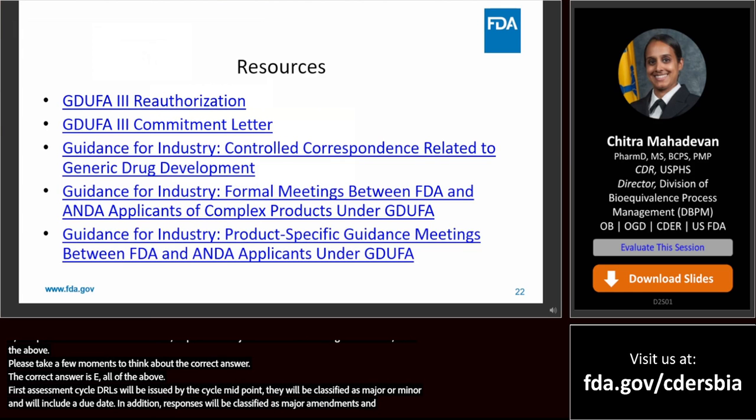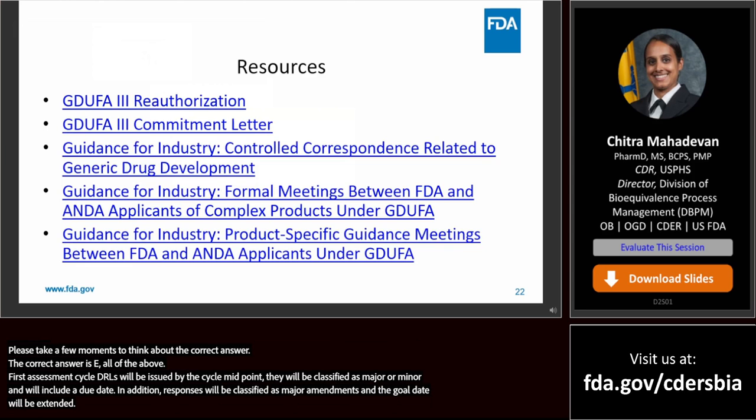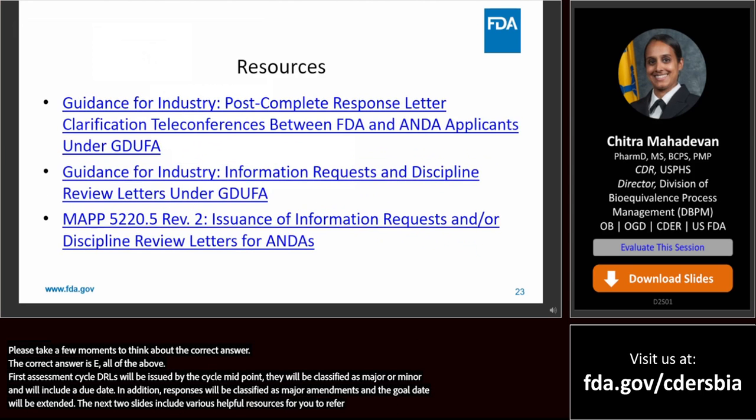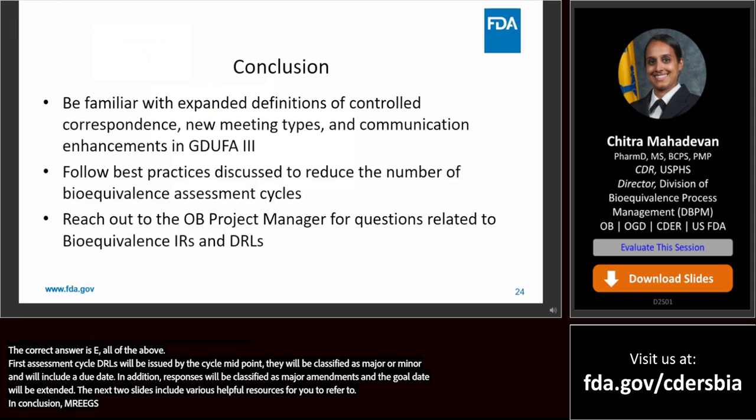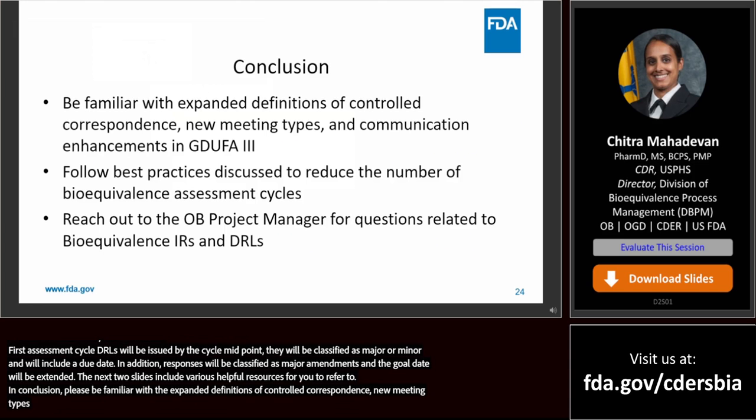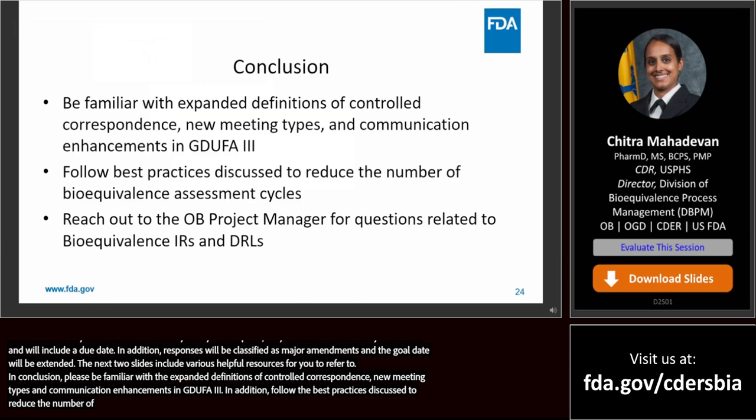So the next 2 slides include various helpful resources for you to refer to. So in conclusion, please be familiar with the expanded definitions of controlled correspondence, new meeting types, and communication enhancements in GDUFA III. In addition, follow the best practices discussed to reduce the number of bioequivalence assessment cycles. For any questions related to bioequivalence IRs and DRLs, please reach out to the OB project manager.